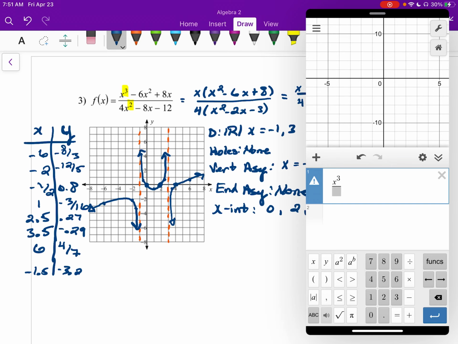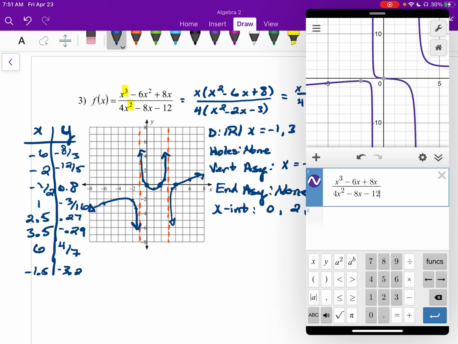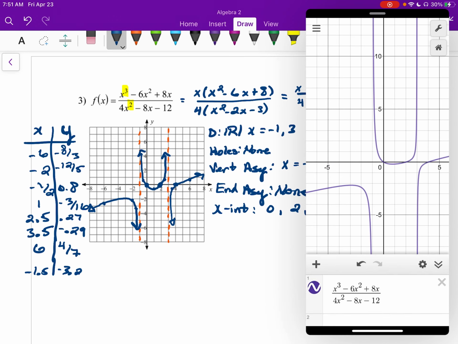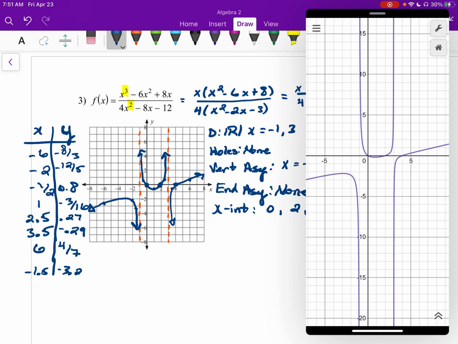Let's actually graph with a grapher now and see how close we are. We have x cubed minus 6x squared plus 8x. And then we have 4x squared minus 8x minus 12. Did I mess up somewhere? Oops, this should be a squared there. There it is. All right, and there we are. It looks pretty close to what we've got. It's not a perfect parabola in the middle, whereas mine looks kind of perfect, but it has that general U shape, right?